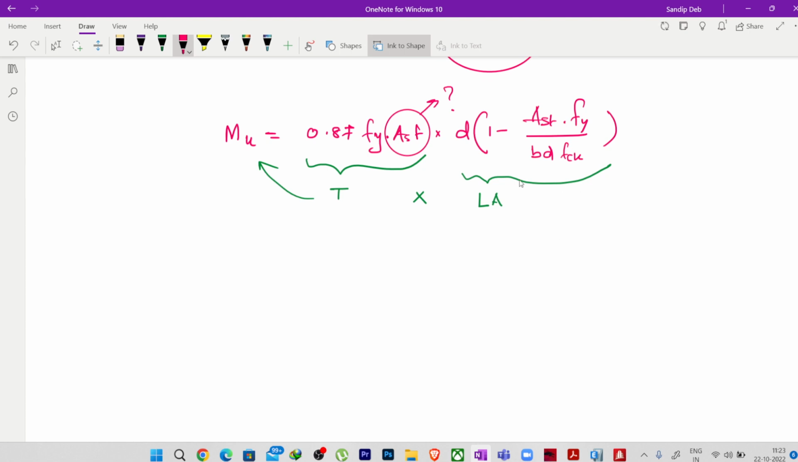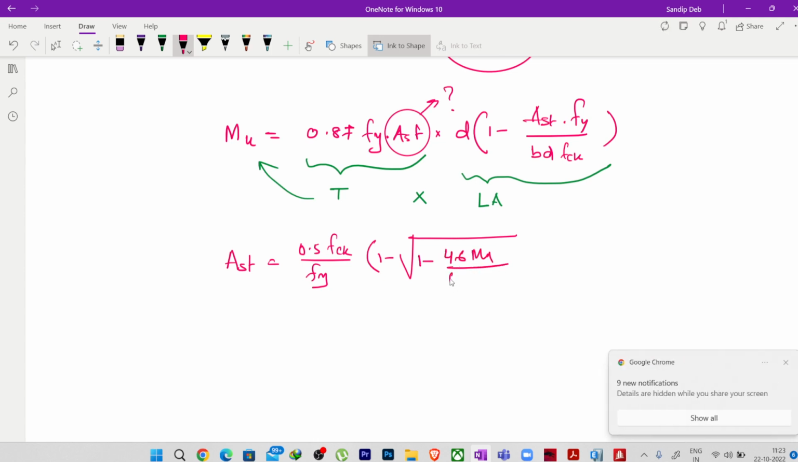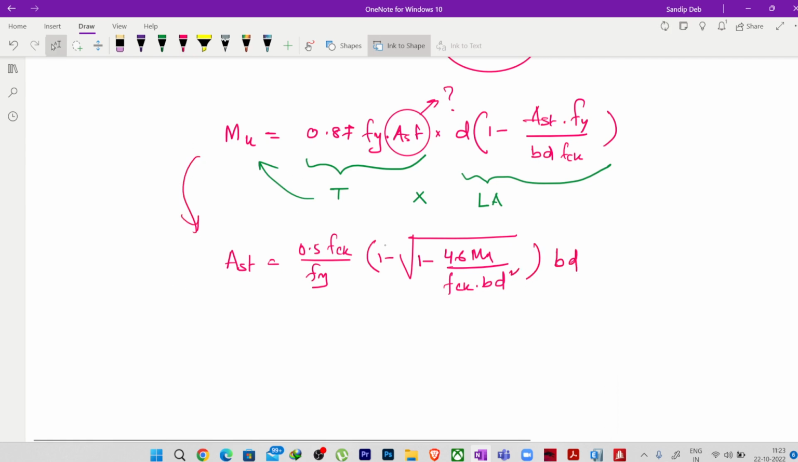Okay, so if we break down this particular formula, we can easily find the AST equal to 0.5 FCK by Fy, 1 minus root under 1 minus 4.6 Mu by FCK into BD square, multiplied by BD. So this is the simplified form of this particular formula given in IS 456 to find out our AST.